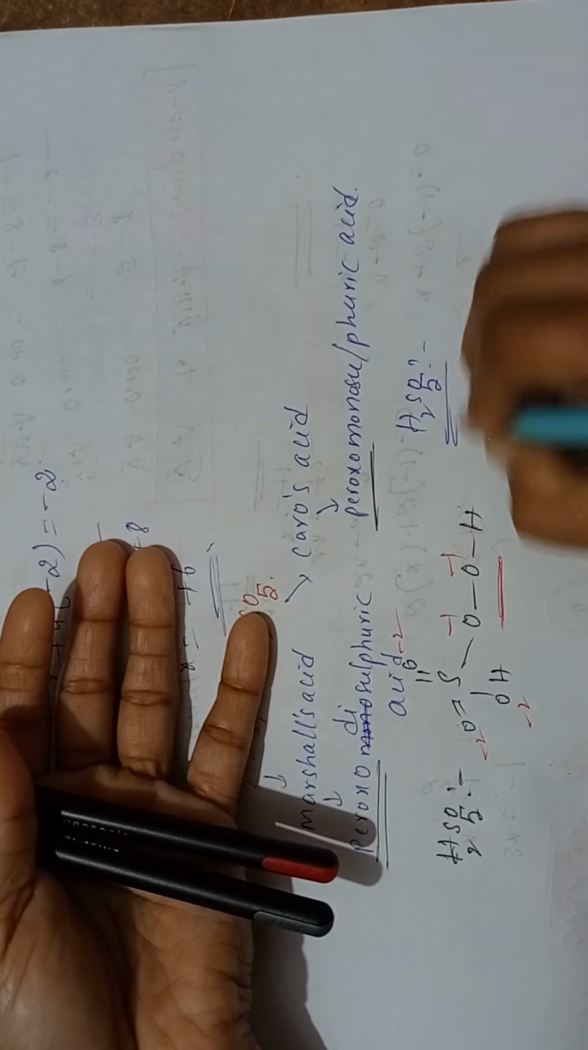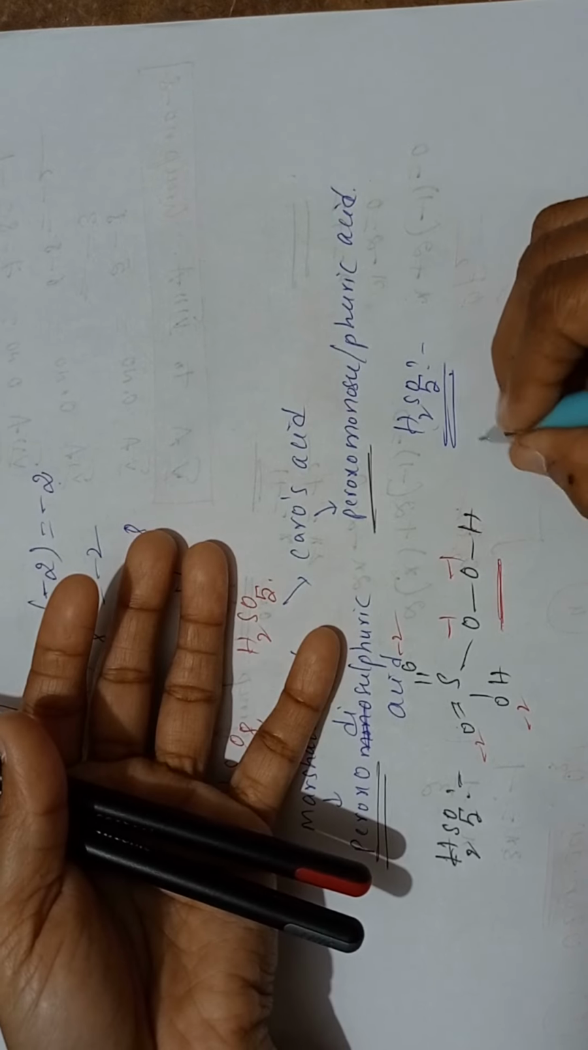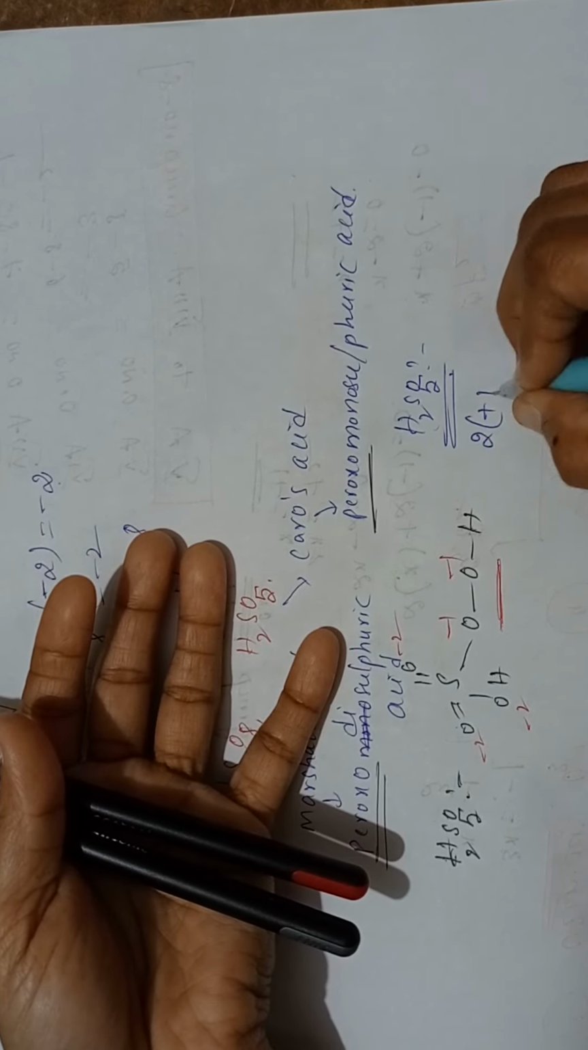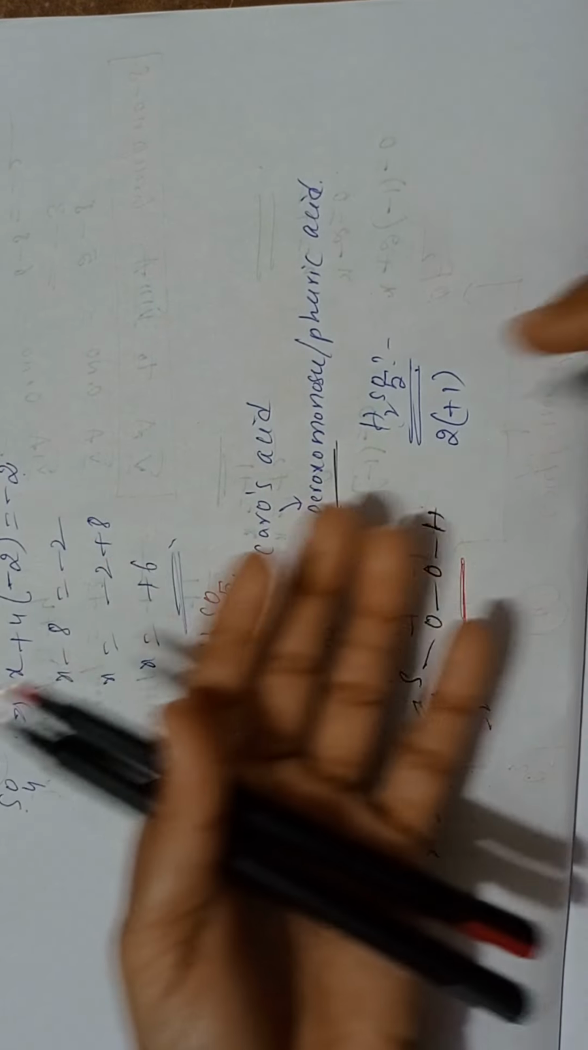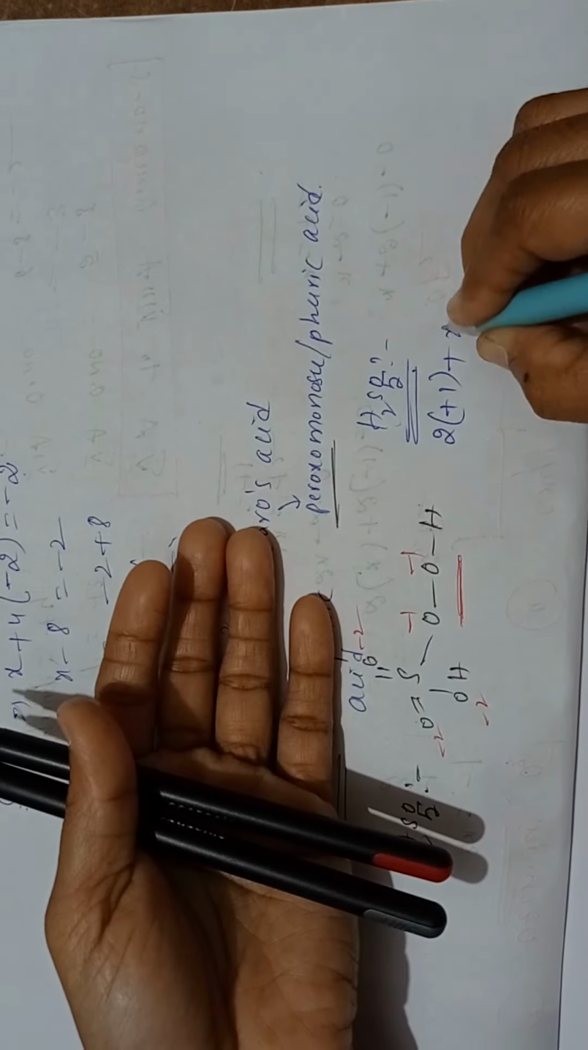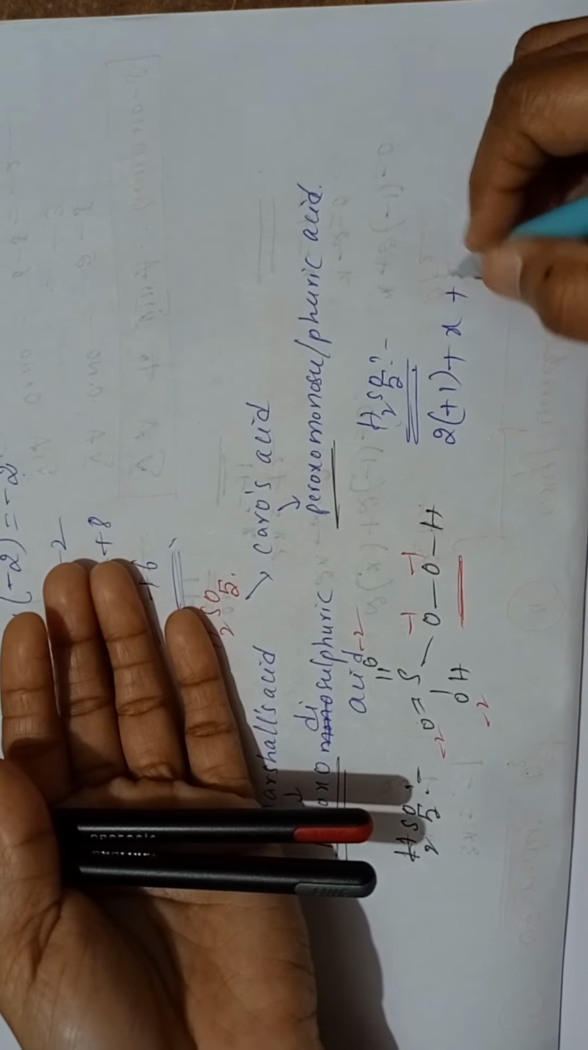H2SO5. How to find the oxidation number of sulfur? Two hydrogens are there, so 2 into hydrogen oxidation number, +1. Are you understanding? Oxidation number is +1. Sulfur I have to find, x, and 5 oxygens are there.